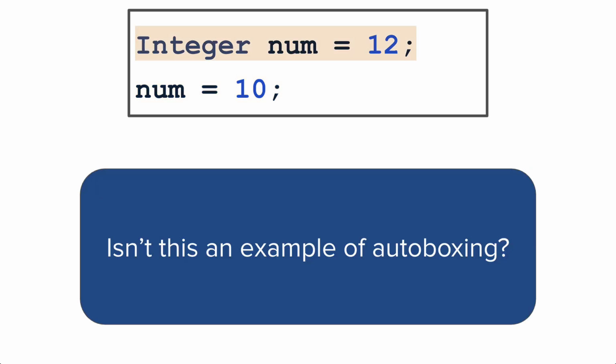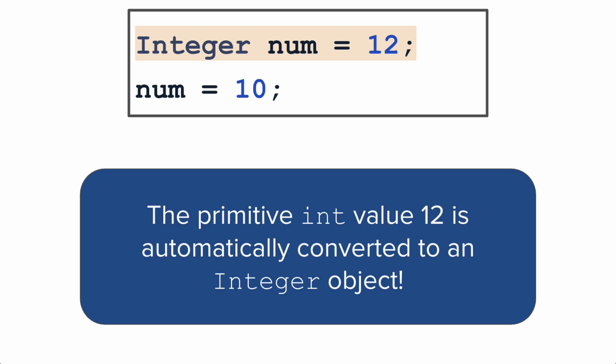You also might have been thinking, isn't this an example of autoboxing? And you're right. Take a moment to try and understand why. This is autoboxing because the primitive int value 12 is automatically converted to an Integer object.